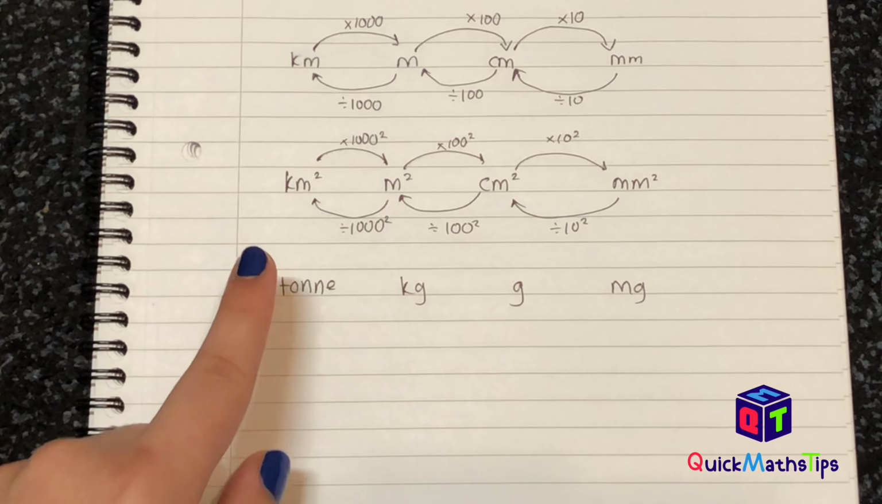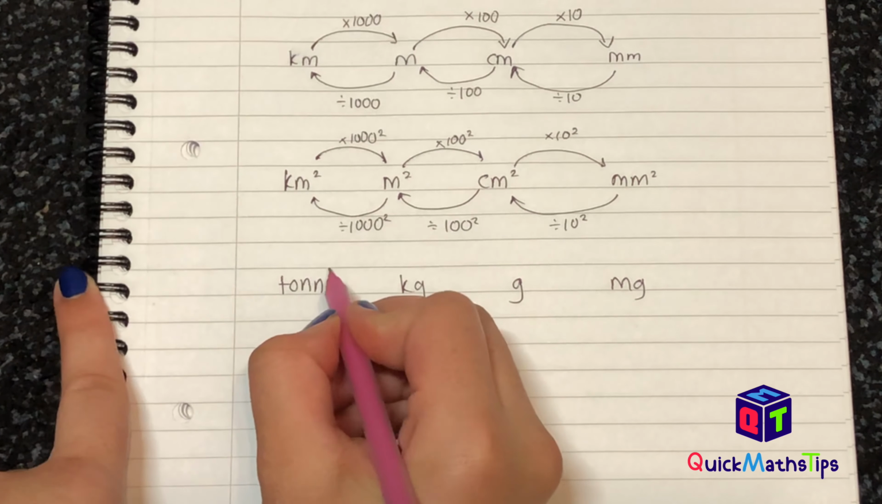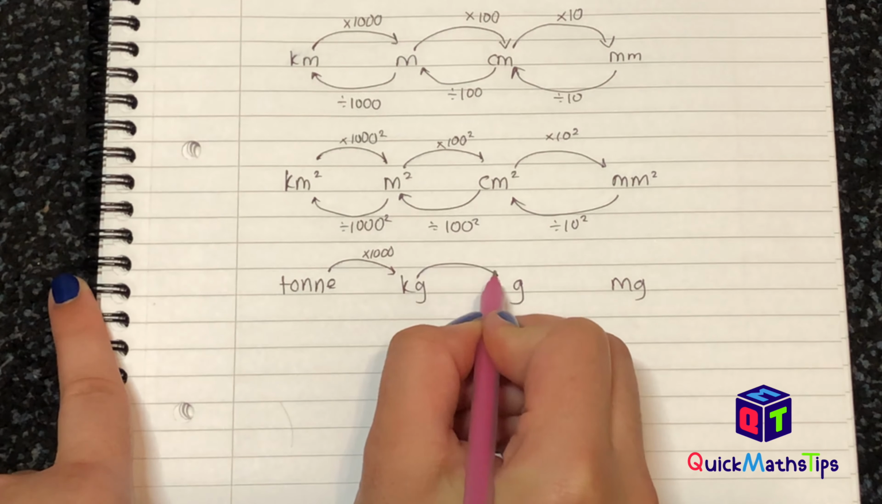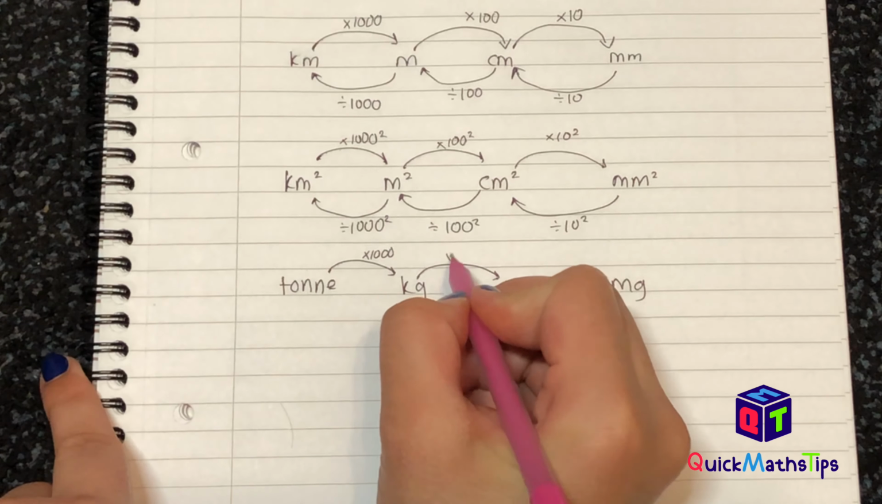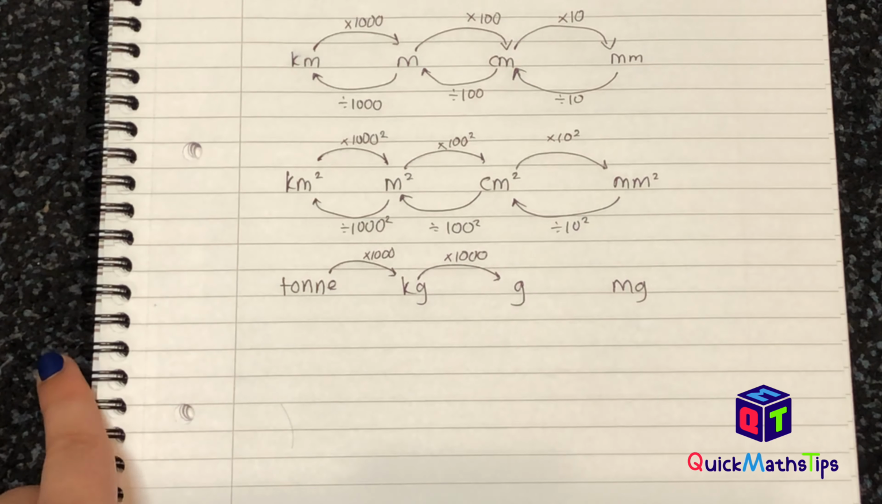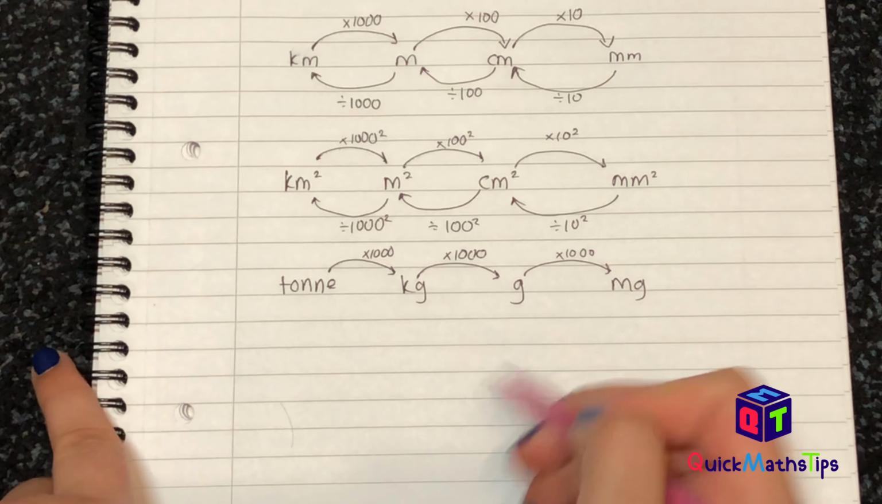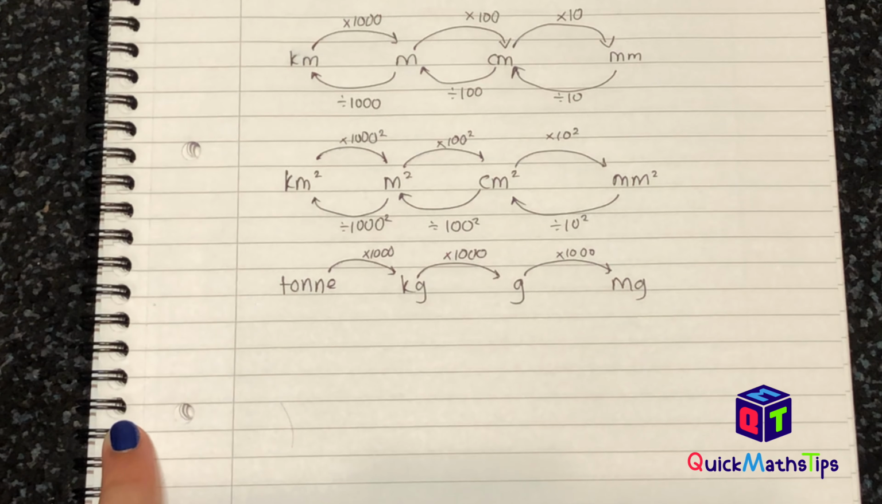Okay, to get from a ton to a kilogram, you multiply by 1,000. To get from kilograms to grams, you also multiply by 1,000. And to get from grams to milligrams, you also multiply by 1,000. So these are all just the same, okay? To get from one to another, you multiply by 1,000.